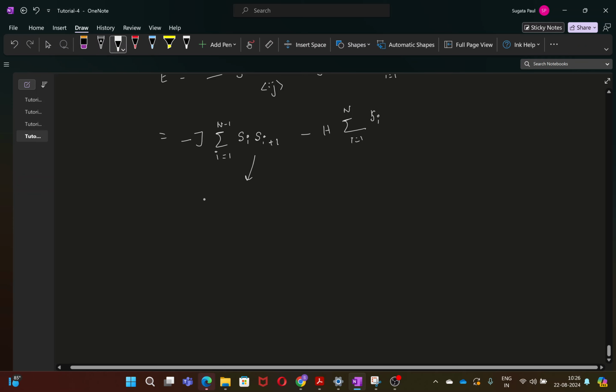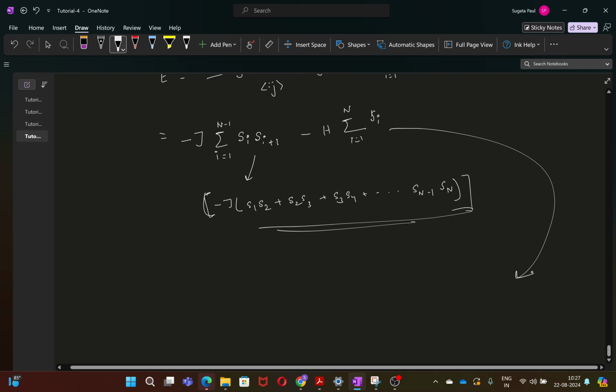So this Si into Si plus 1, how it is written, I have already told you, but I will write it down once again. For i equal to 1, this is S1, S2. Then for the summation sign, this is plus. Then for i equal to 2, this is S2, S3. For i equal to 3, this is S3, S4. Plus it continues up to i equal to n minus 1. So this is Sn minus 1 into Sn, and there all the spin values are exhausted. So this is the interaction term coming from the first term.